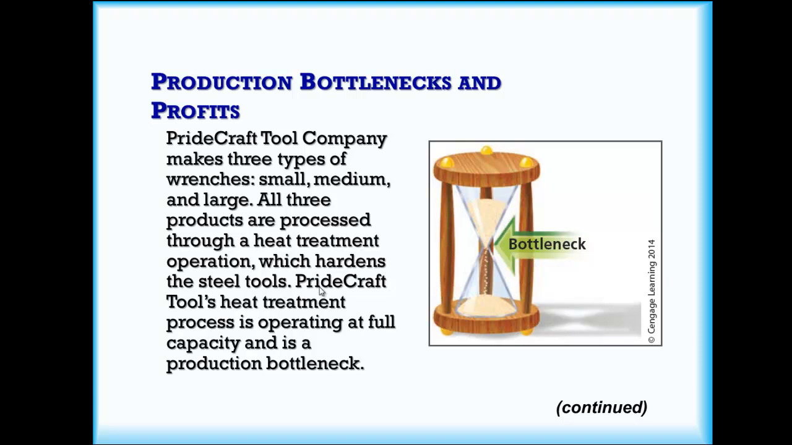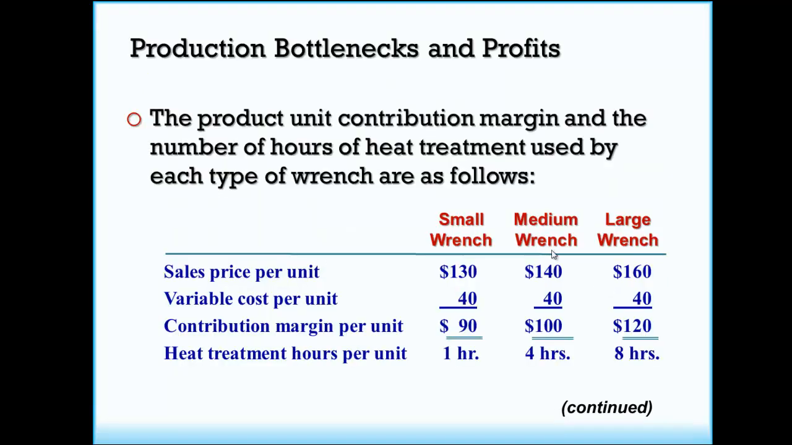If we take a look at Pridecraft Tool Company, we can see that they make three types of wrenches: small, medium, and large. All three are processed through a heat treatment operation which hardens the steel tools. Pridecraft Tools' heat treatment process is operating at full capacity and is a production bottleneck. So throughout the production process, this is where there's a pile up of these tools. At first glance, we're thinking, all right, $120 is the contribution margin. Remember, that's the difference between the sales and the variable cost for these wrenches. That's what we want to produce.